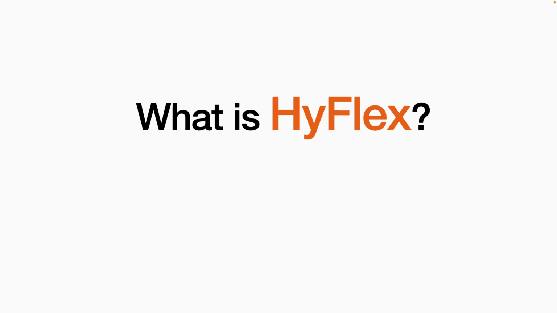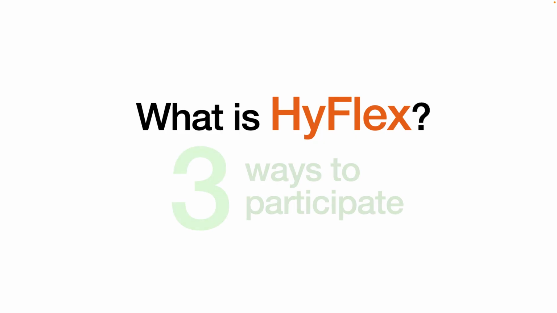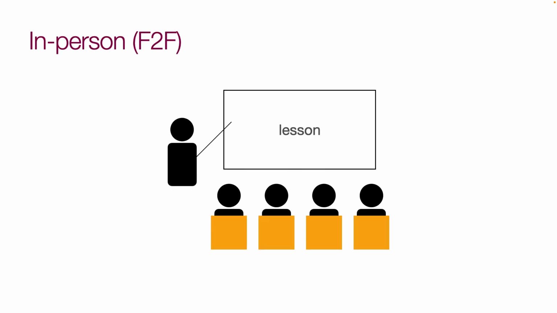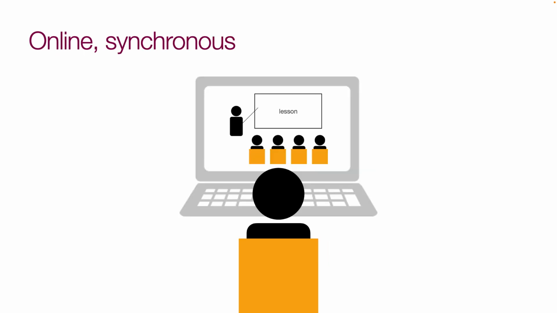What defines the HyFlex approach to teaching is that students have three ways in which they can participate in a lesson. One way is to attend the lesson in person, face-to-face, with the instructor and other students. Alternatively, students can choose to join the lesson online, but synchronously through a video conferencing application such as Zoom.